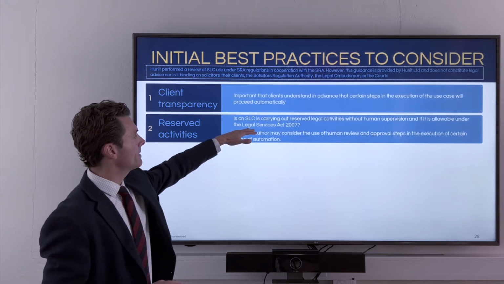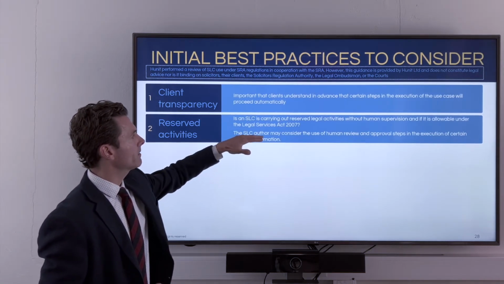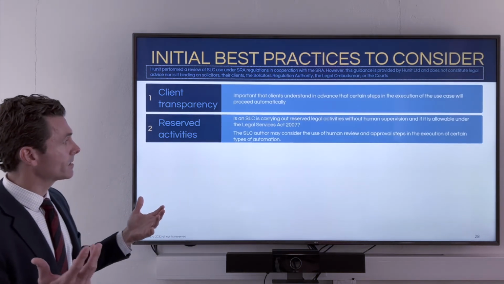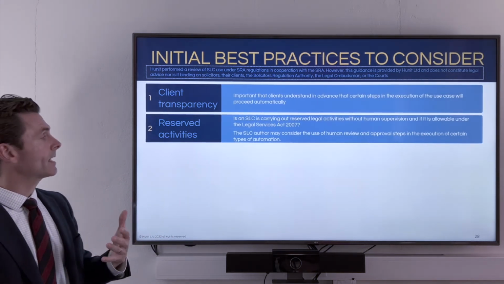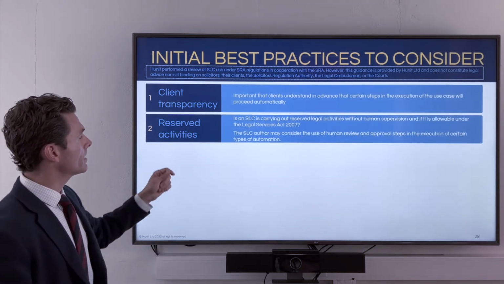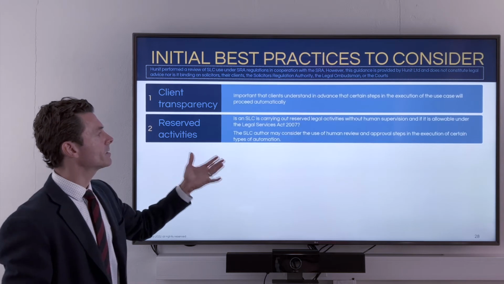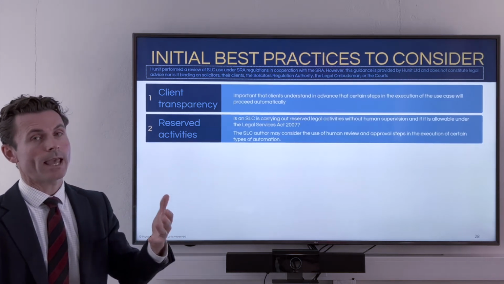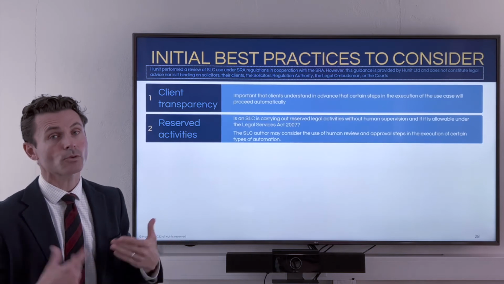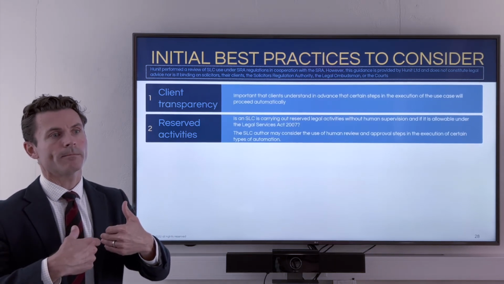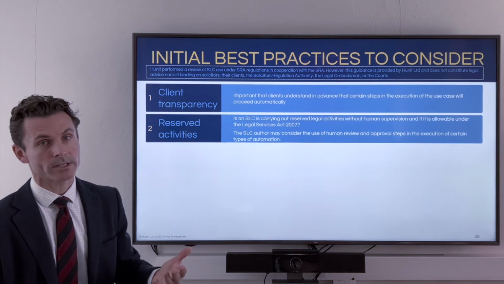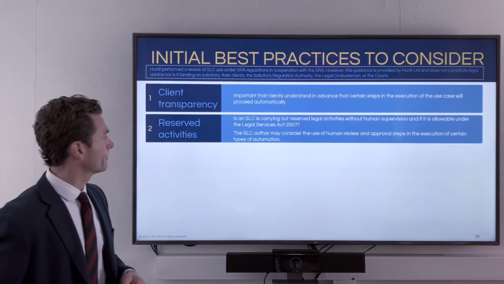Is automation attempting to automate reserved legal activities? And so the question there around best practices is, if so, is it allowable under the Legal Services Act of 2007? So the SLC author should consider the use of human review and approval steps inside the execution of certain types of automation. It's critical that an authorized service provider hits an approve button, for example, in certain types of automation.